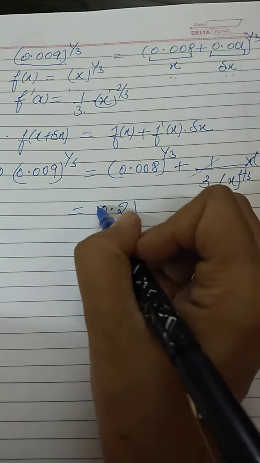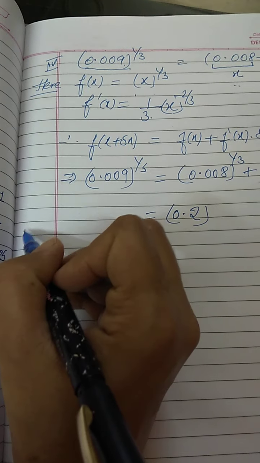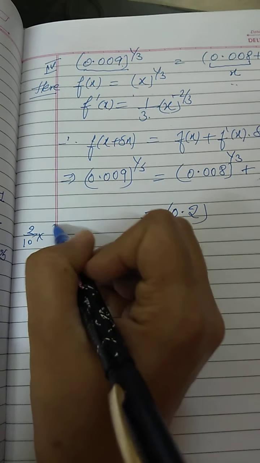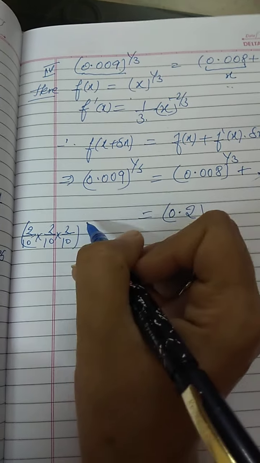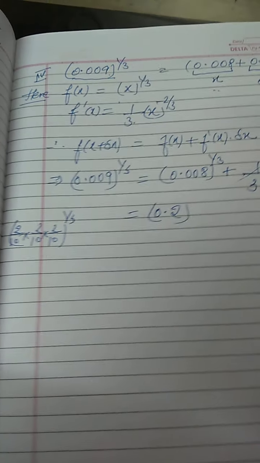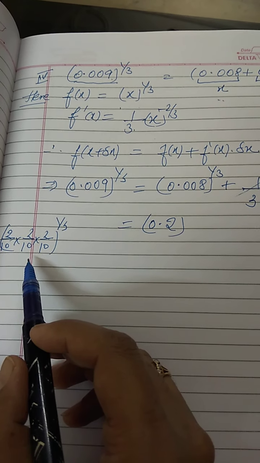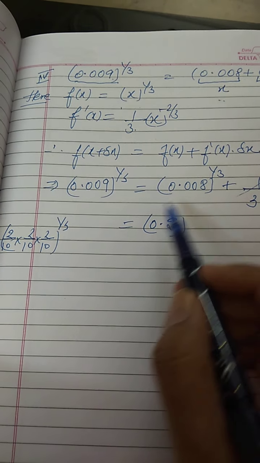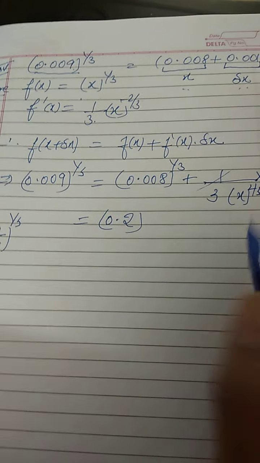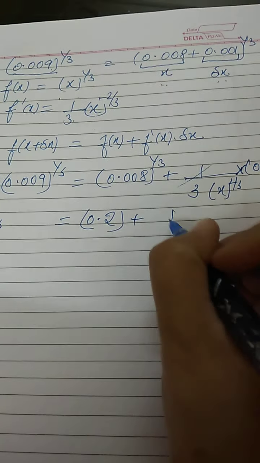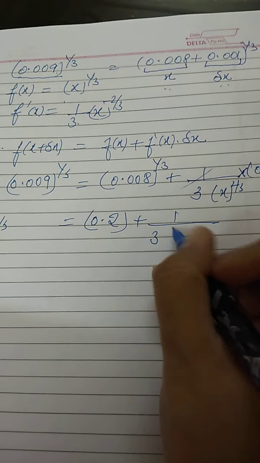0.2. I hope it is clear to all. It will be 2 by 10 into 2 by 10 into 2 by 10, actually raised to power 1 by 3, right? So 3 zeros, 3 places, 8 by 1000, so 0.008. Okay, plus 1 by 3 will come as such.